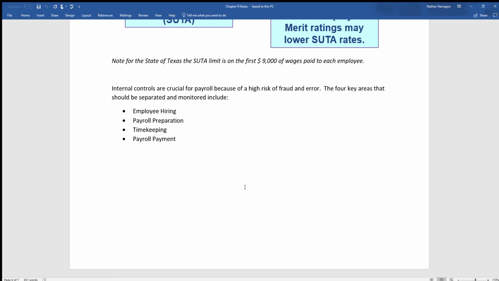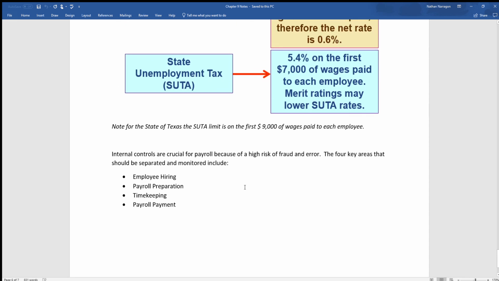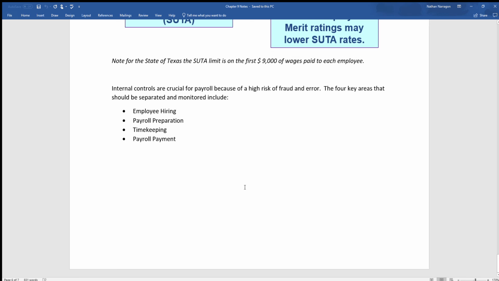Okay? So that's basically it for chapter 9. Okay? So chapter 9, not too difficult of a chapter, very simple. Little math that may occur is basically with notes payable.